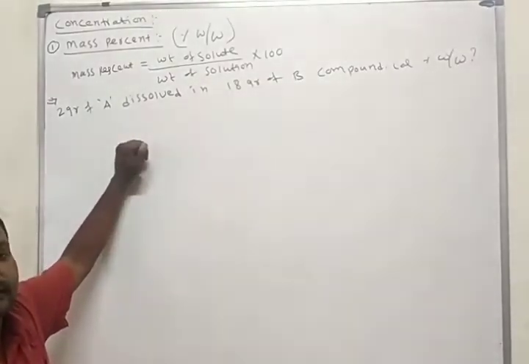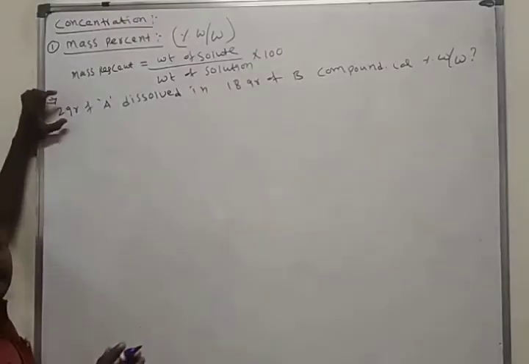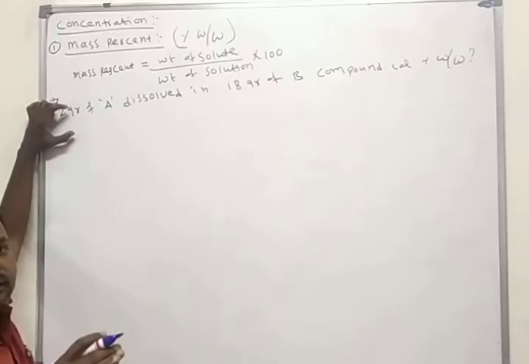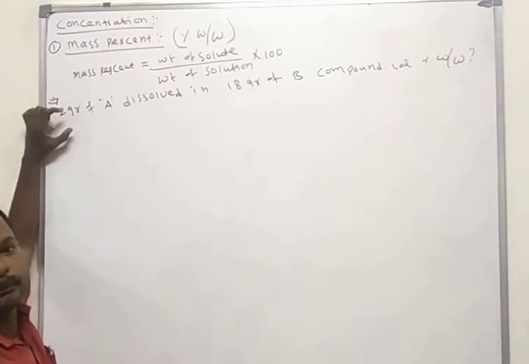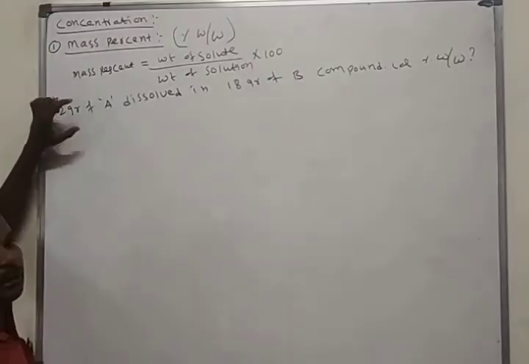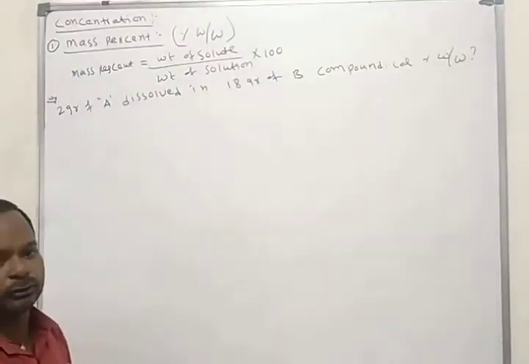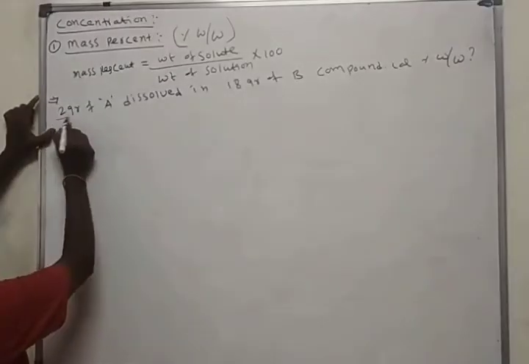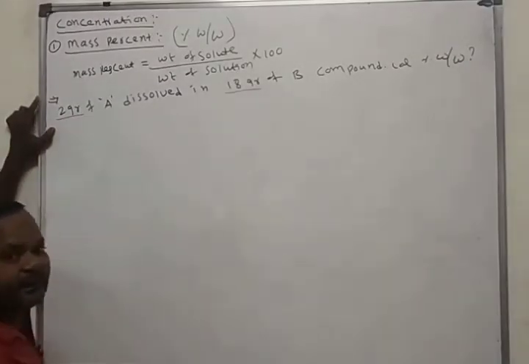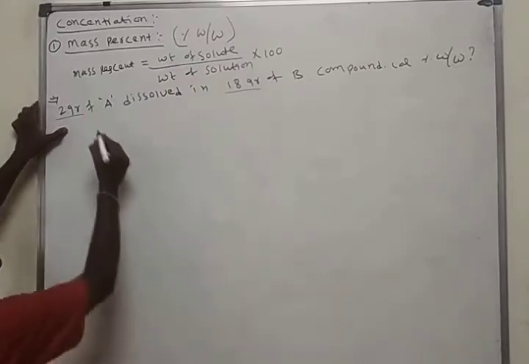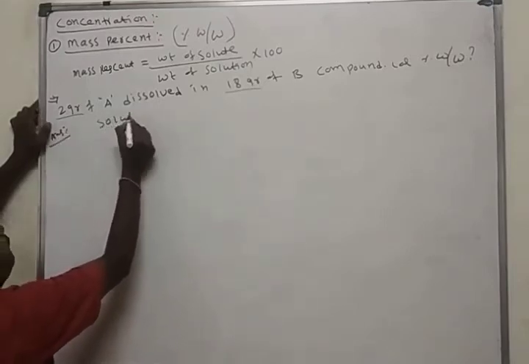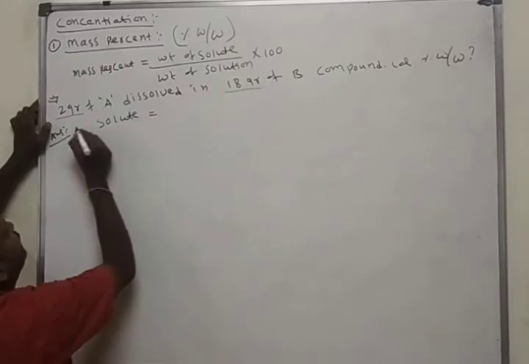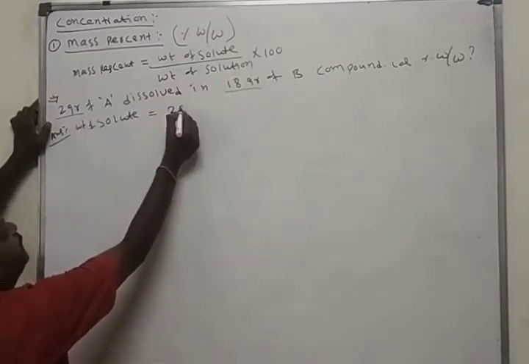Solute means the one present in a lesser amount in the solution. The larger amount we call solvent. Solution means solute plus solvent. Here we have 2 grams and 18 grams. Which is less? 2 grams is less. So the solute is 2 grams: the weight of solute is 2 grams.